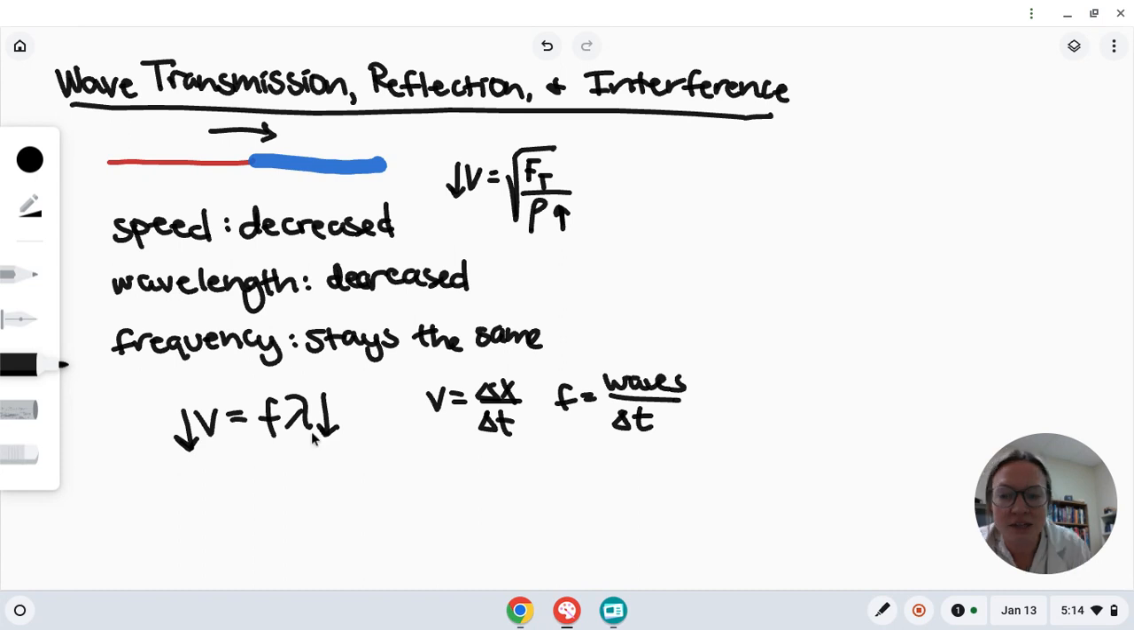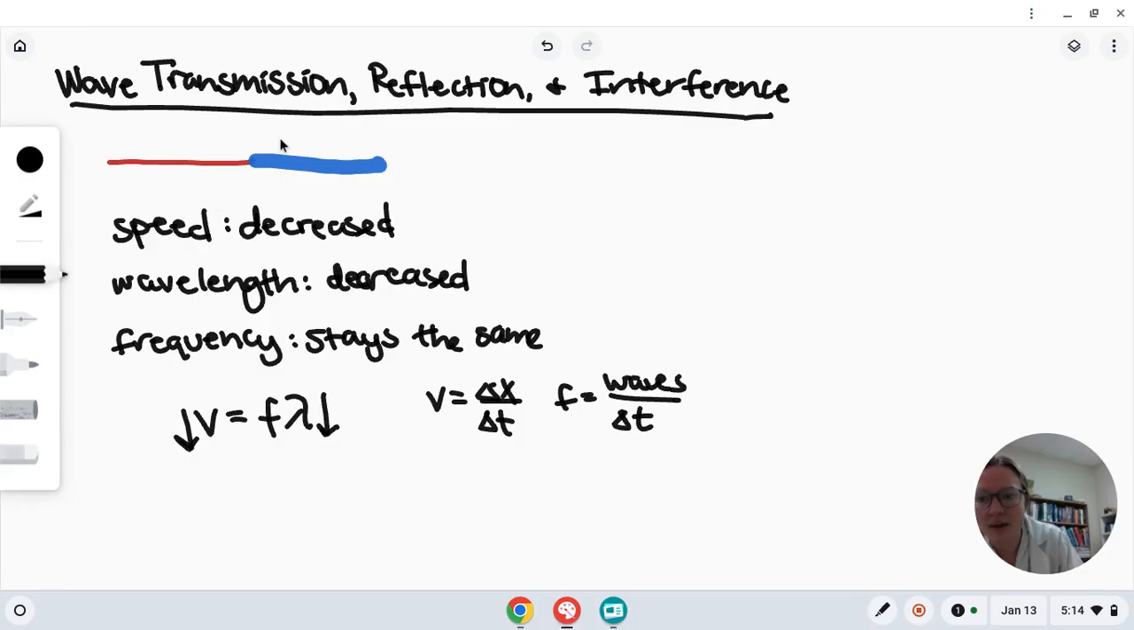Here's what I want you to do. I want you to try this problem. Suppose that instead of sending a wave from the light rope to the heavy rope, we flipped things around here. And suppose instead I decided to send a wave this way from the heavy rope into the light rope. Can you please then answer what would happen to the speed of the wave when it went into the light rope? What would happen to the wavelength of the wave when it went into the light rope? And what would happen to the frequency of the wave when it went into the light rope? Try answering those questions.